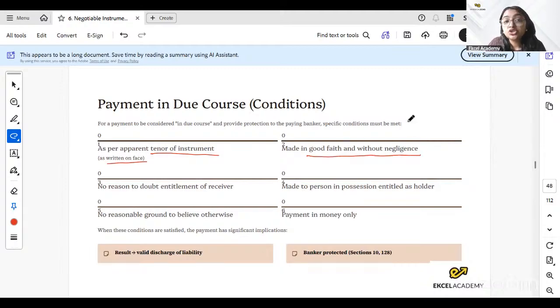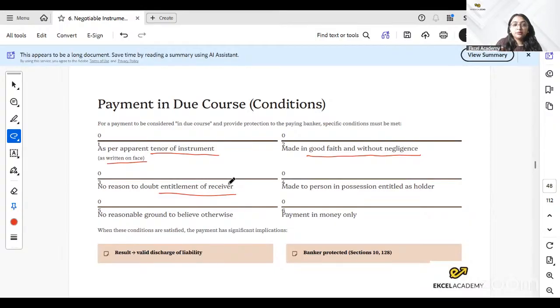That is, it is made sure that the banker is in good faith, right? Let's say for example, if the signature is forged very obviously, and the bank still goes ahead and makes the payment, that is negligence. But let's say if the endorser's signature is forged and the bank believes that it is the endorser's signature, then it is said to be made in good faith.